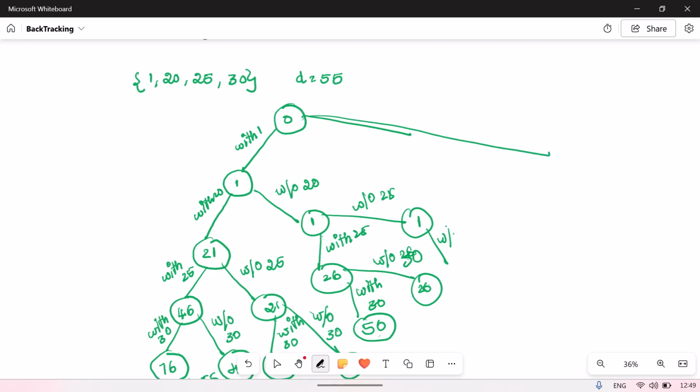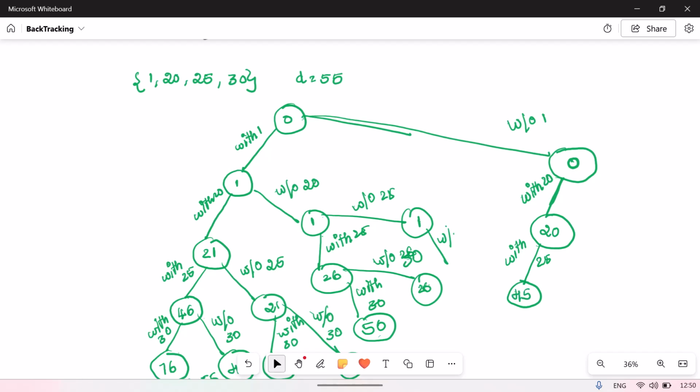So with 1, I did not get. Let me try without 1. So without 1, I'm getting the answer as 0 itself. So I will include the next solution with the 25, 20, sorry, 20. With the 20, answer is 20 itself. Looks promising. So with the 25, it becomes 45.